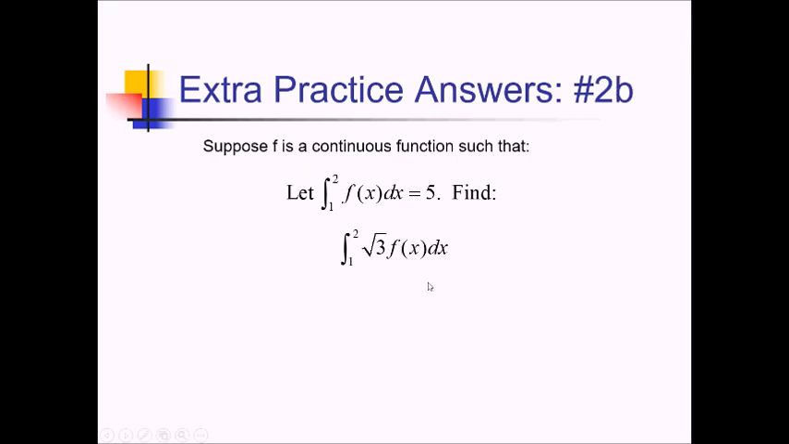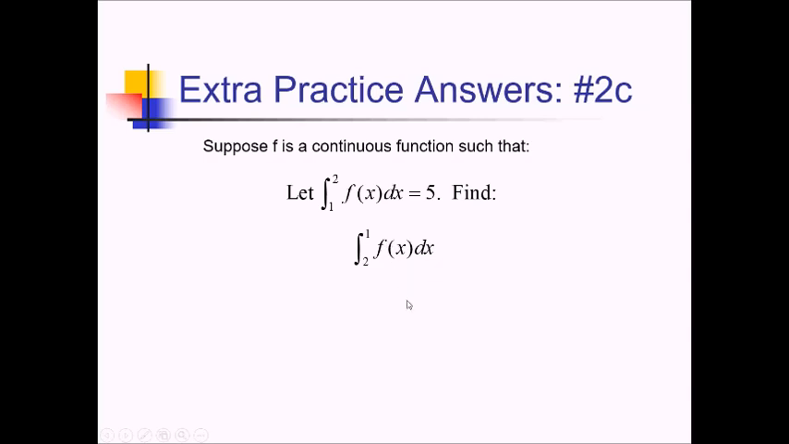For this problem, I want the integral from 1 to 2 of radical 3 times f of x. This is a lot like part A. If you have a constant multiplier inside an integral, you're just multiplying the regular value of that integral by whatever that multiplier is. So this is just radical 3 times this whole integral, which is to say radical 3 times 5, or 5 radical 3.